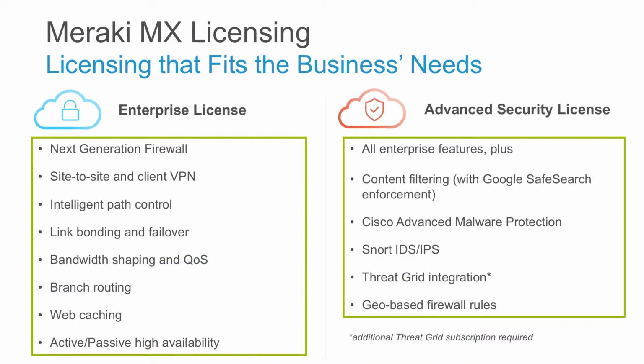The MX Security Appliance has two license editions, Enterprise and Advanced Security. The Enterprise license enables the routing and firewall features, while the Advanced Security license enables advanced security features such as AMP, IPS/IDS, content filtering, and geo-based firewall ruling. Further to the Advanced Security license, there's a threat grade subscription license option. Please note that the MX License Edition is uniform across the entire organization. For example, you can have all 25 appliances using Enterprise Edition or Advanced Security Edition, but you cannot have 20 appliances using one edition and 5 appliances using the other.